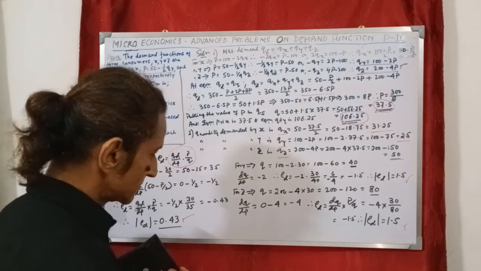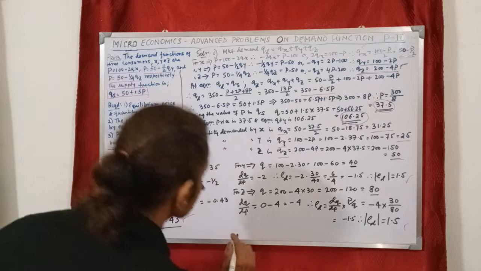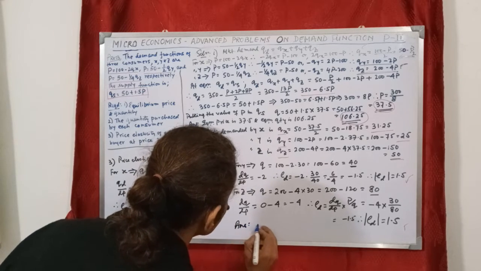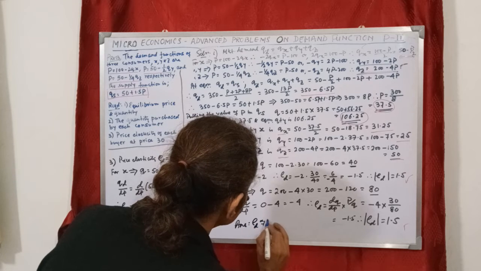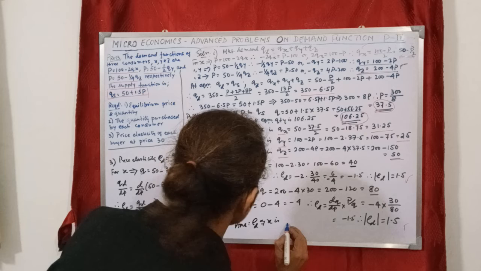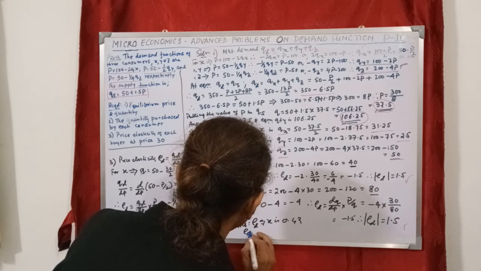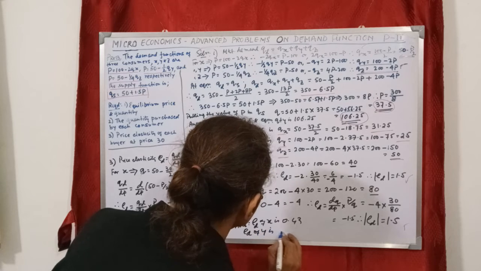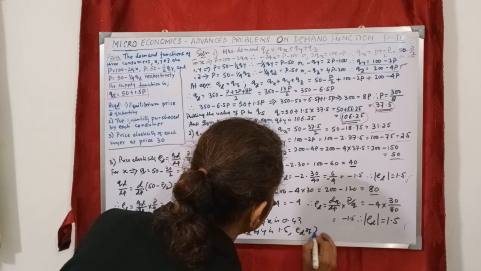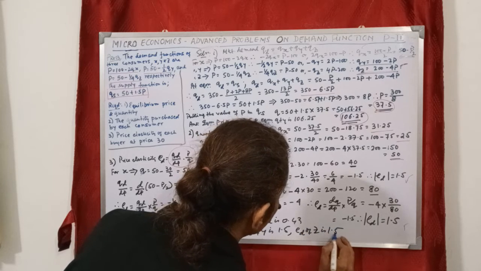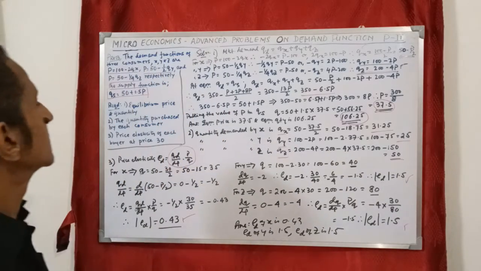So the answer is: ED of X is 0.43, ED of Y is 1.5 and ED of Z is 1.5. So we have answered all the parts of this numerical problem.